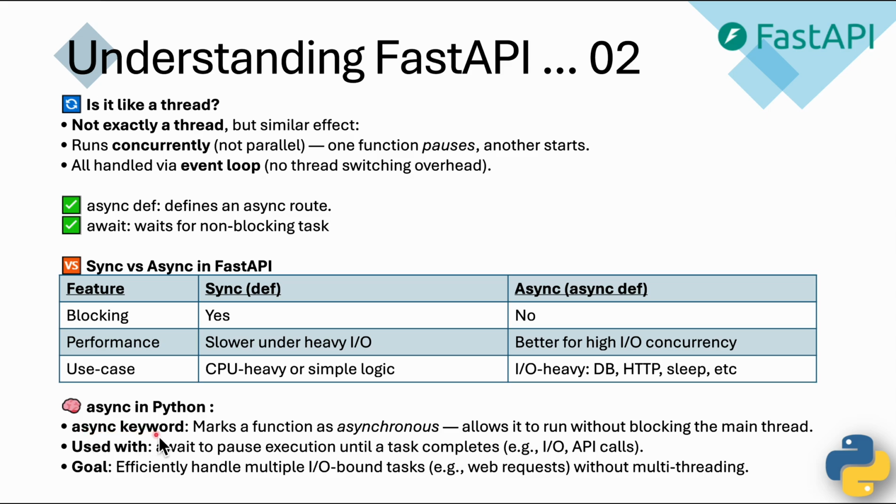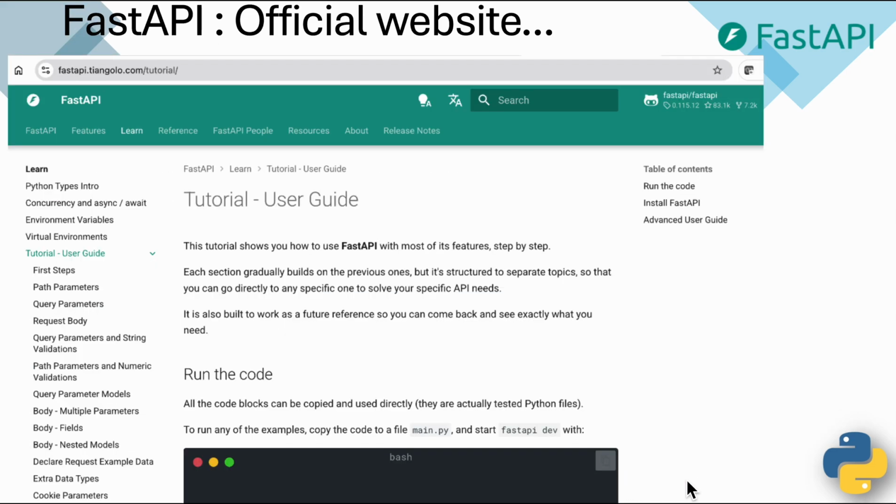Async in Python. The async keyword makes a function asynchronous, allowing it to run without blocking the main thread. Used with await to pause execution until a task completes. Example, input output API calls. The goal is to efficiently handle multiple input output bound tasks, for example web requests, without multi-threading.